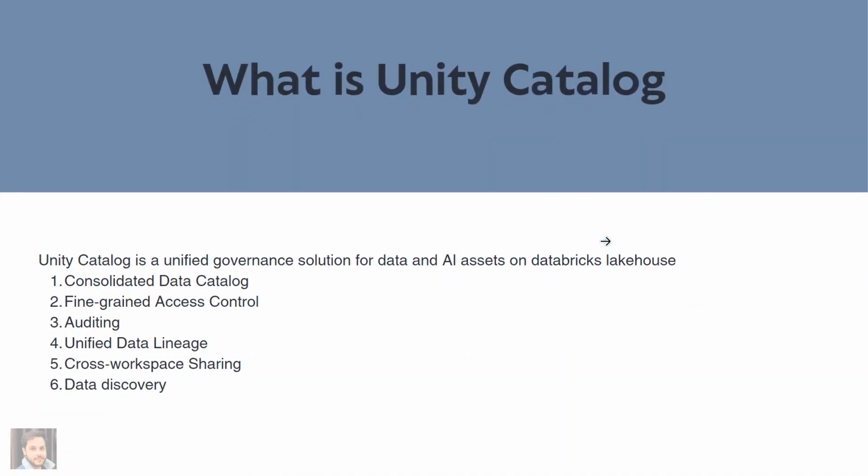So what is Unity Catalog? It is a unified governance solution for data and all those objects in Databricks Lakehouse. It has some features we're going to discuss one by one. First, it is a consolidated data catalog. What do we mean by that? Let's say we have many different objects present in different workspaces. Object means a table, views, functions. It brings everything under one umbrella, consolidating across all the workspaces so that we can have access to that. And the second point is it has fine-grained access control.